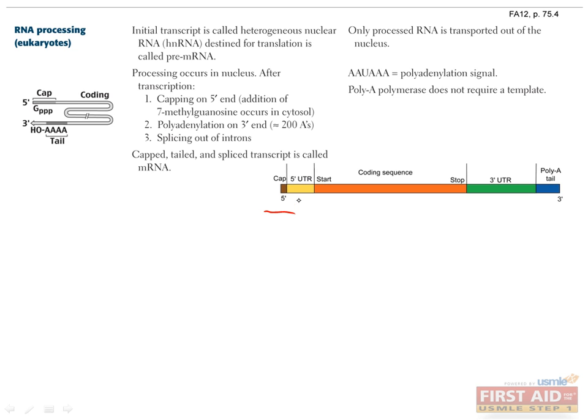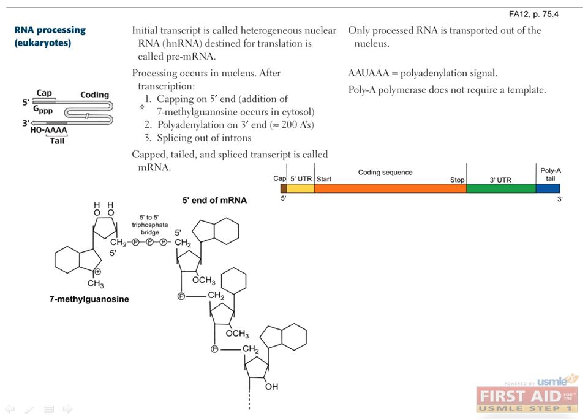When RNA polymerase 2 first transcribes mRNA, it doesn't look like this nice colorful one here. It's first called a heterogeneous nuclear RNA, or hnRNA, and needs to go through a few processing steps in the nucleus before it's officially an mRNA. First, a 7-methylguanosine cap is added to the 5' end, with its 5' end connected to the 5' end of the mRNA by 3 phosphates.